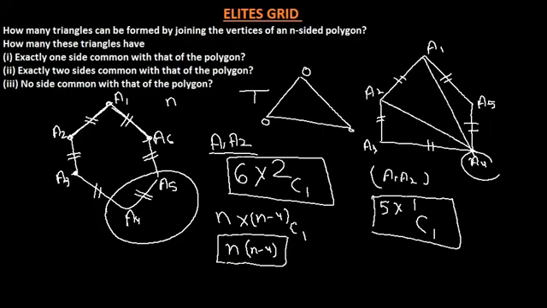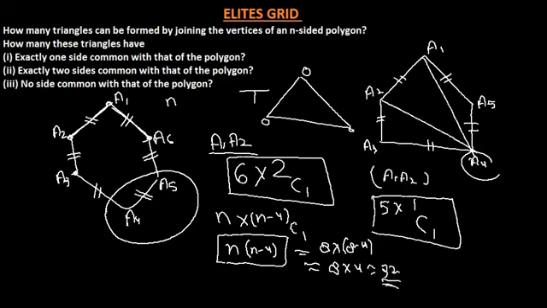That means if we are working on an 8-sided polygon, the total number of triangles which have exactly one side common will be 8 into 8-4, that is 8 into 4, which is 32. So there will be 32 triangles which have exactly one side common.